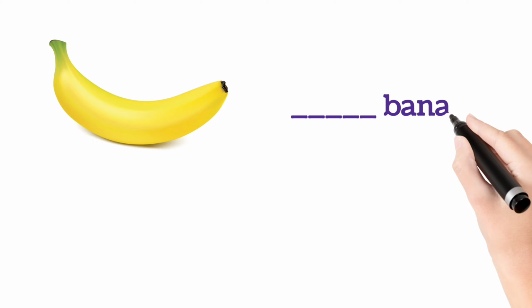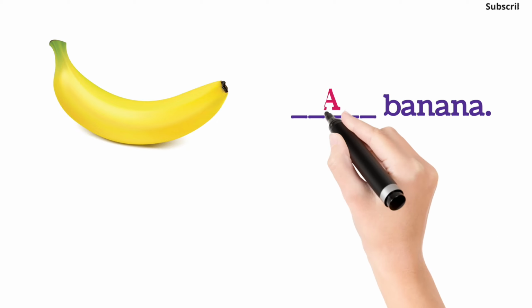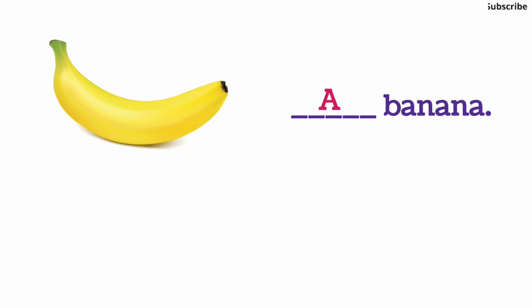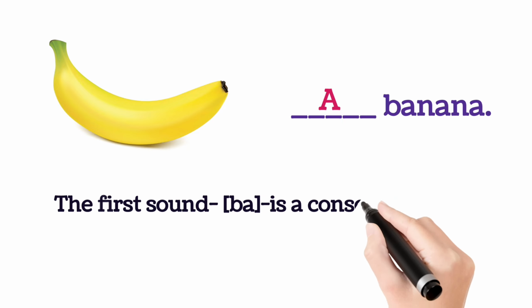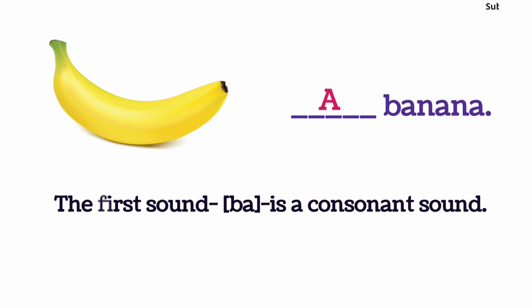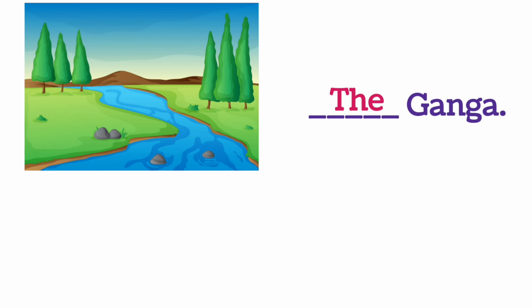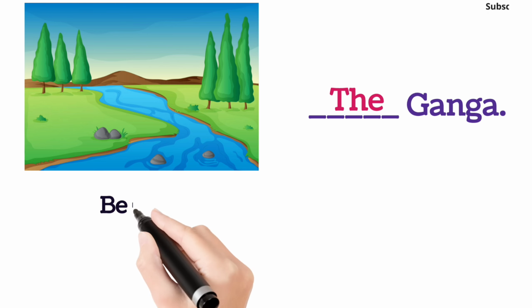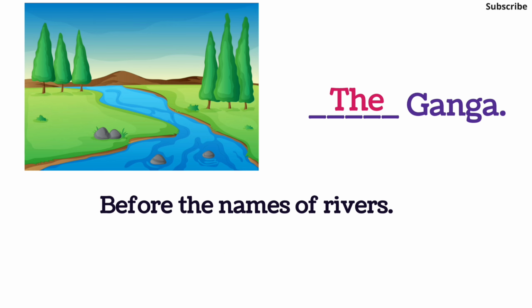Dash banana. A banana. The first sound b of banana is a consonant sound, so a banana. Dash Ganga. The Ganga. Before the names of rivers, we use the, so the Ganga.